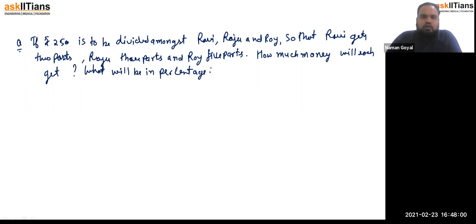Basically the question says that we have 250 rupees, and we divide that 250 rupees. We give two parts to Ravi, three parts to Raju, and five parts to Roy. So first we have to find the ratio between the three of them, in which the money is divided: 2 is to 3 is to 5. The total parts are 2 plus 3 plus 5, which is 10, right?